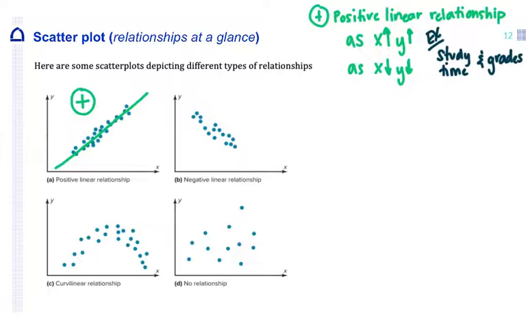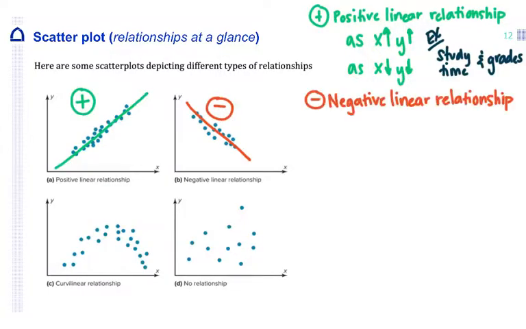Okay, the next one, you can see the dots are looking like they fit pretty well to a straight line going downward. This would be called a negative linear relationship. And that's where, as your independent variable, your x, gets bigger, then that has the effect of making the dependent variable get smaller. Or you can do it vice versa. As the independent variable is smaller, that would affect the dependent variable and it would get bigger.